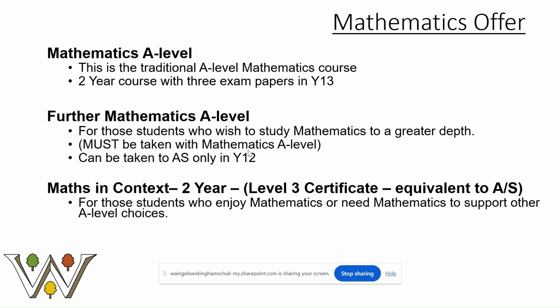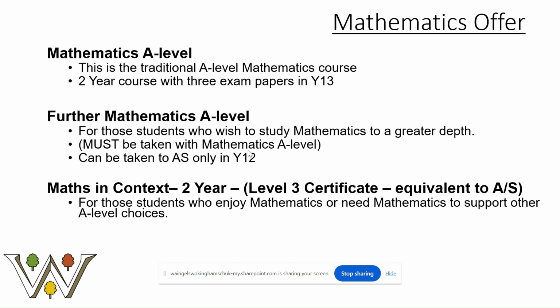In addition to that, we offer the Further Maths A-Level, which is for students who would want to study maths to greater depth. Anybody who's considering taking maths at degree level, we would strongly recommend this course as well. You have to take the A-Level maths course to be eligible to take the Further Maths course, but it can be taken as an AS in year 12. So it needs to be an additional option. It needs to be a 4th option.